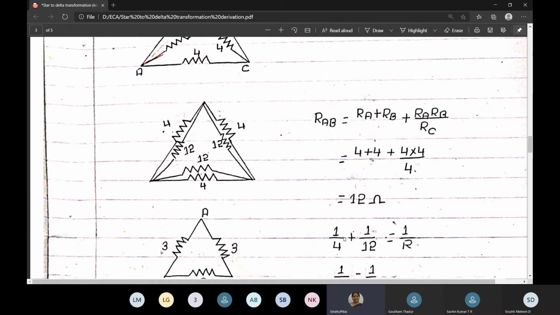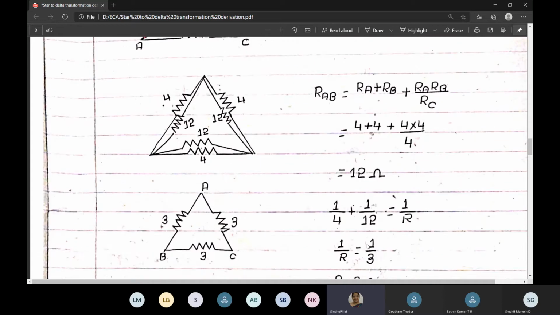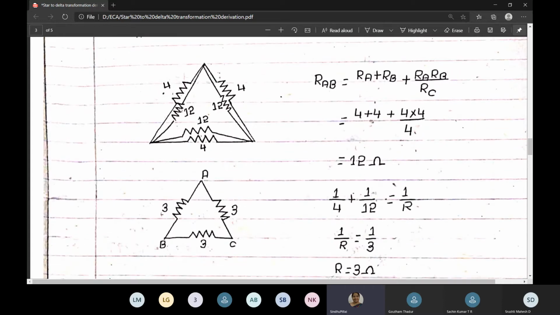Okay, you can go with that. That is 1 by 4 plus 1 by 12. You will get the answer as 3 ohm. So 3 branches in parallel, we'll get it as 3, 3, 3.